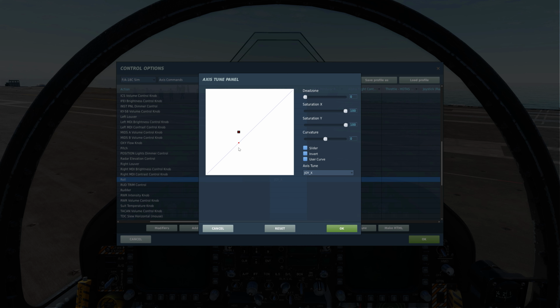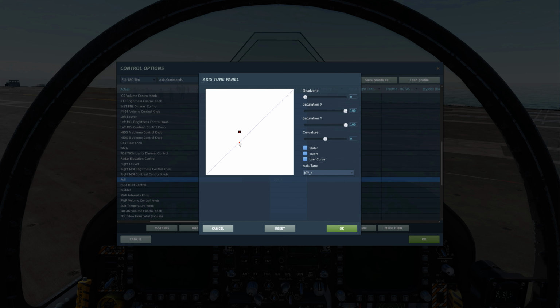The first thing that we're going to look at are these two red dots. The two red dots indicate the actual movement of the physical hardware on your desk or in your sim pit, whatever it may be. So the red dots represent the actual controller you are holding in your hand, whether it be your throttle, your stick, rudder pedals, whatever. That's what the red dots represent.